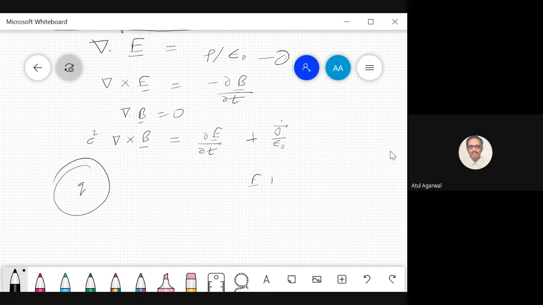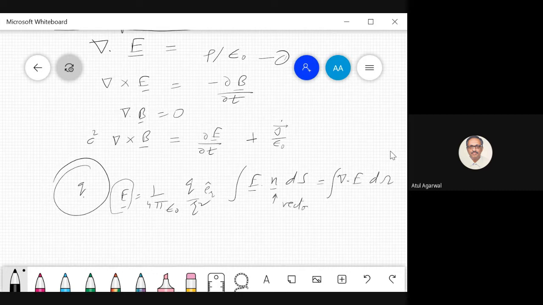Our target was to find that this is equal to the divergence of the electric field integrated over the volume. And what was our electric field for a point charge? It is equal to... this lower bar I use to denote a vector. If I put a bar below some letter, it means it is a vector.